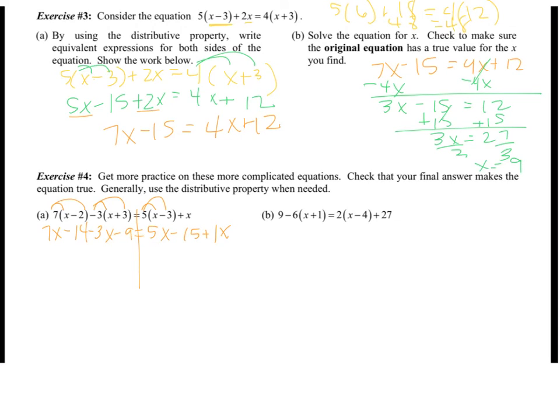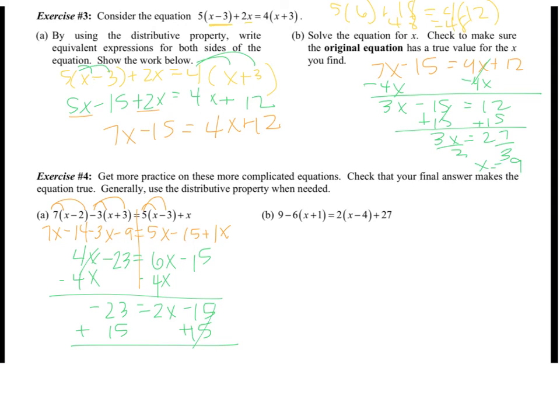Combine like terms. 7x and negative 3x is 4x. Negative 14 and negative 9 becomes negative 23. 5x plus 1x is 6x minus 15. We need to move the variables to one side. So negative 23 equals 2x minus 15. Now we need to move the constants to the other side. So 2x equals negative 8. Divide each side by 2, and x equals negative 4.